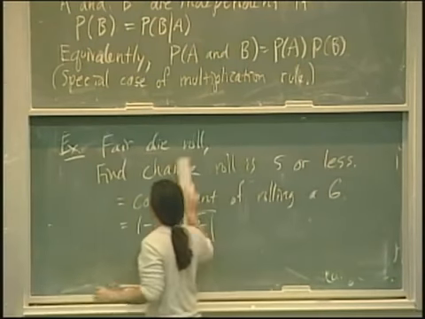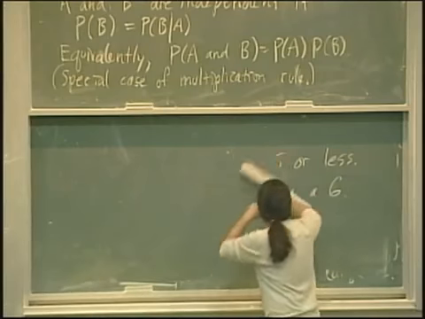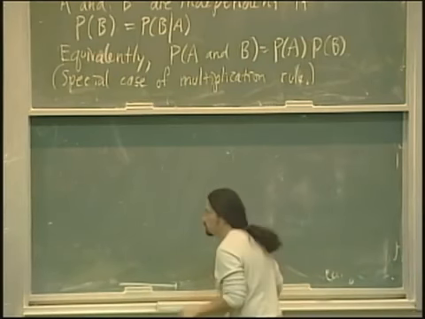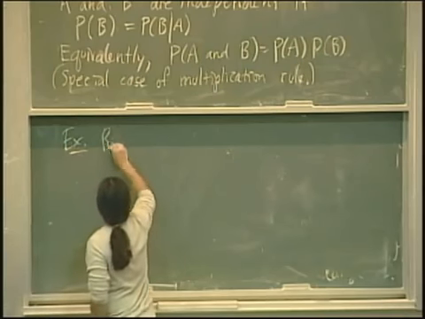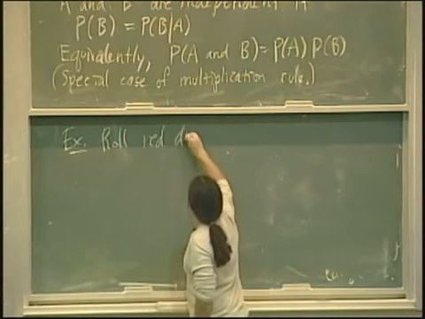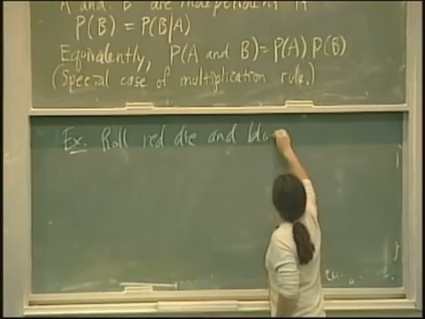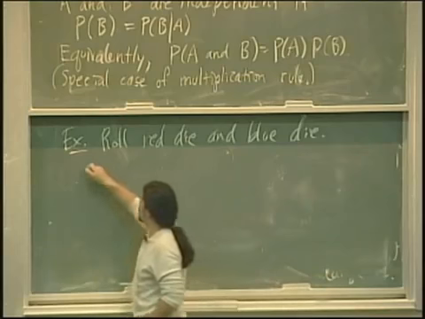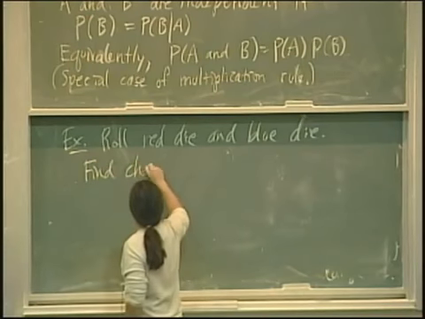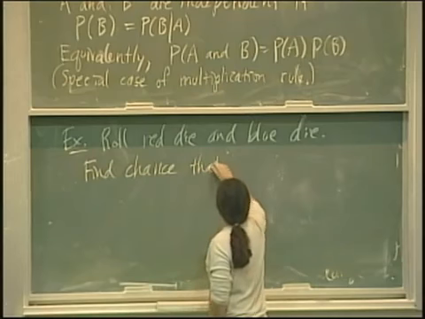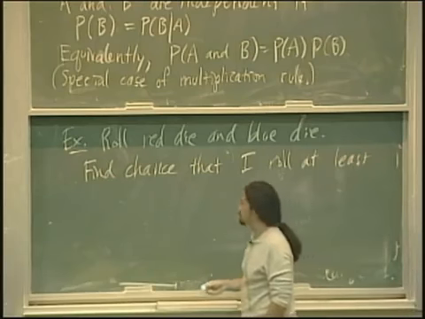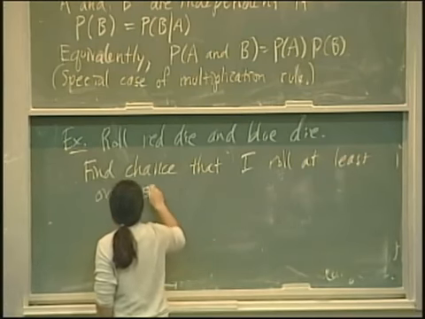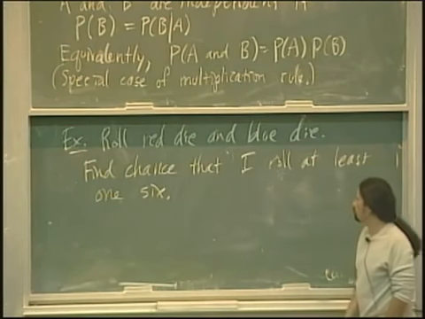So I want to do an example to illustrate this. This actually will go nicely into the example I want to do for the addition rule anyway. I want to imagine two die rolls. So, example: roll a red die and a blue die, and I want to find the chance that I roll at least one 6.